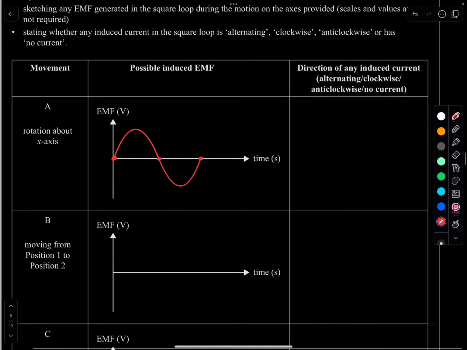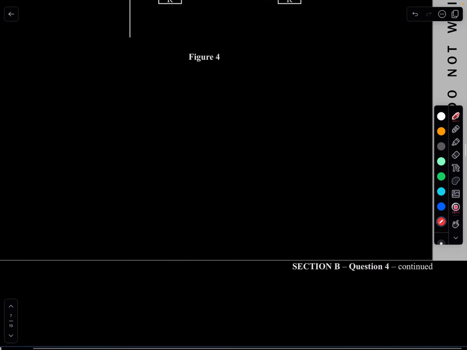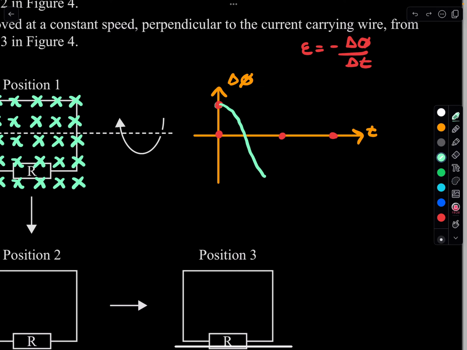The next question asks for the direction of any induced current: alternating, clockwise, anti-clockwise, or no current. So let's have a look at this. Basically, it's useless to look at the EMF. I always try to look at what our flux diagram was. We knew our flux diagram looked like this. So our flux diagram is going to tell us how the current is going to be induced.